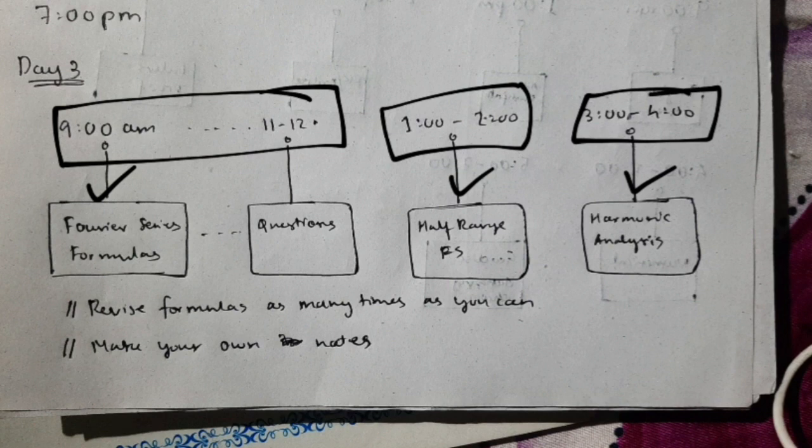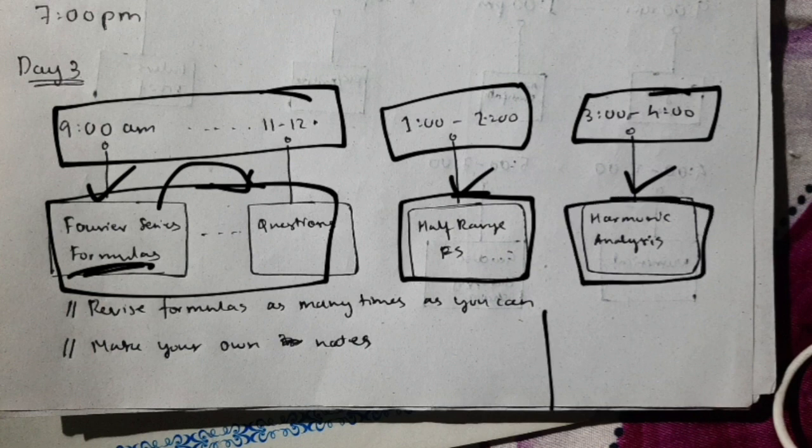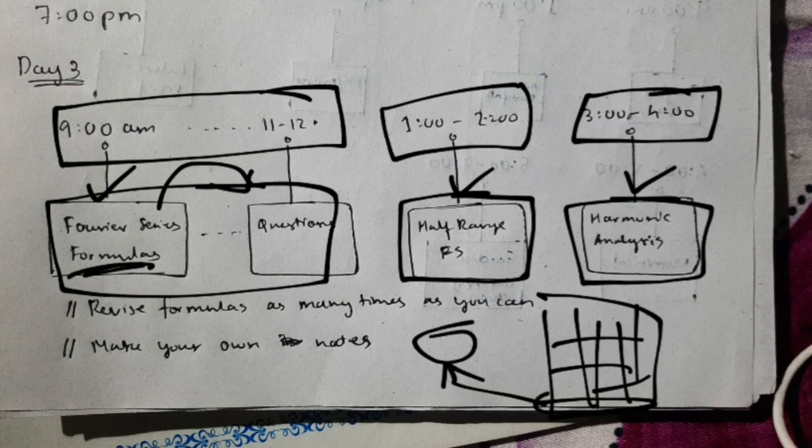Okay, see, in each of these you have the formulas, and you have to know how to apply the formula to solve the question. Okay, half range Fourier series and this one are similar. Okay, just a change in the formula. And for harmonic analysis, you have to make a table, fill in the values, and calculate at the end by using the formula.